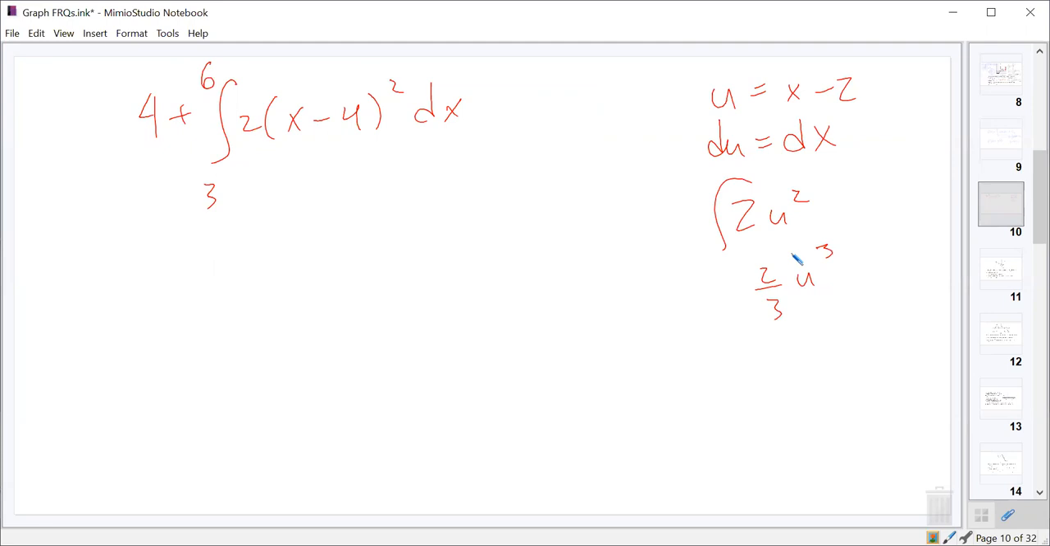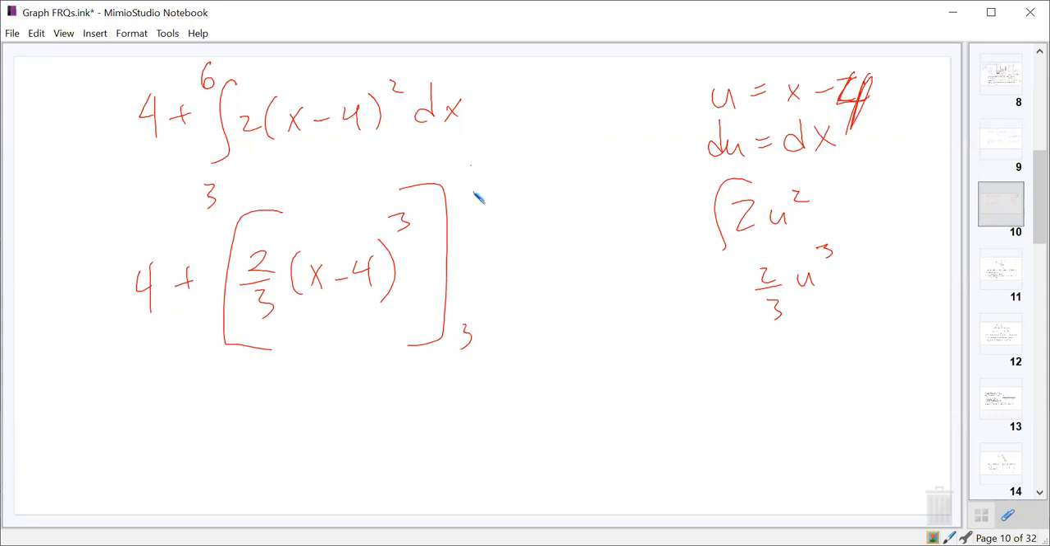2/3 u cubed. And so we'll just throw back the u in as an x minus 2. We get 4 plus 2/3 of x. Sorry, x minus 4. I don't know why I said x minus 2. x minus 4 cubed. I realized that right as I started writing. Everybody good with that?